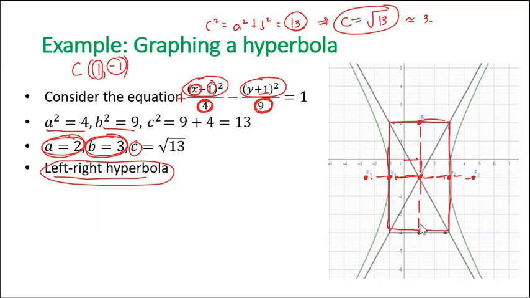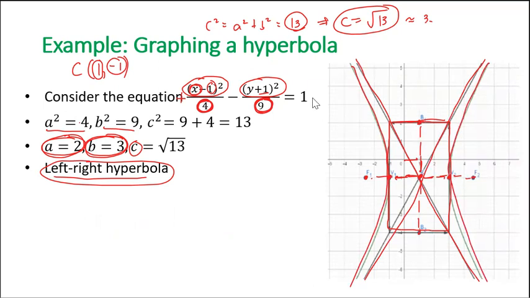sides of the rectangle. And then we draw two lines passing through the diagonals or the diagonal corners of the rectangle. So these are the asymptotes of our hyperbola. And then since the hyperbola is a left-right hyperbola, using the vertices, we draw two parabolic shaped graphs, one that opens to the left and one that opens to the right. So this is the graph of the following hyperbola here.